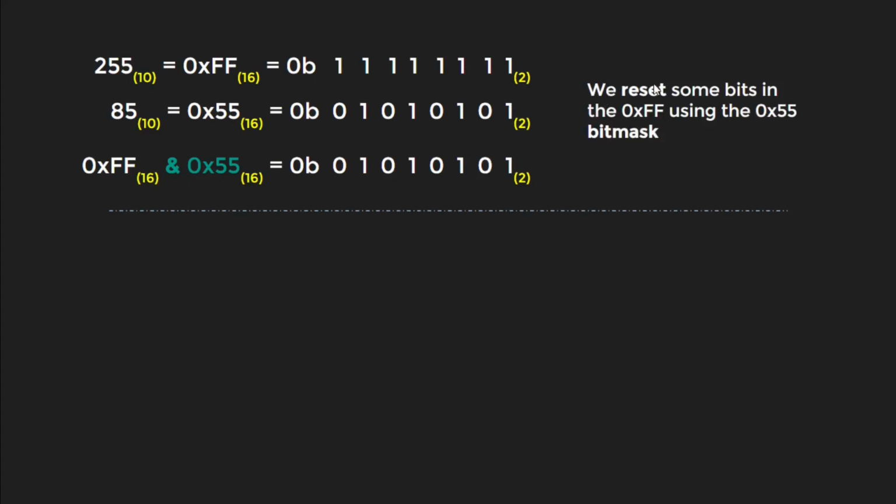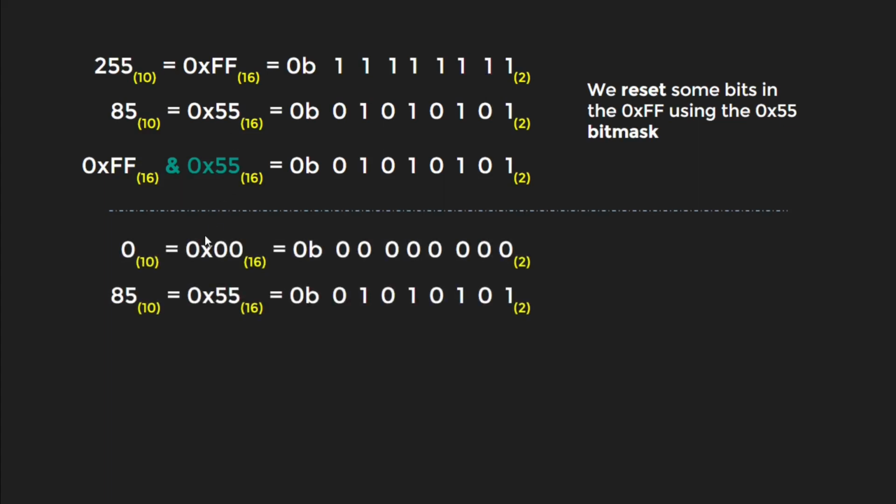So here we did reset some bits in the hex FF number using the 0x55 bit mask. We masked some bits of the FF using the hex 55 bit mask, and this way we successfully reset, or shut off, or turned some ones into zeros using another value.